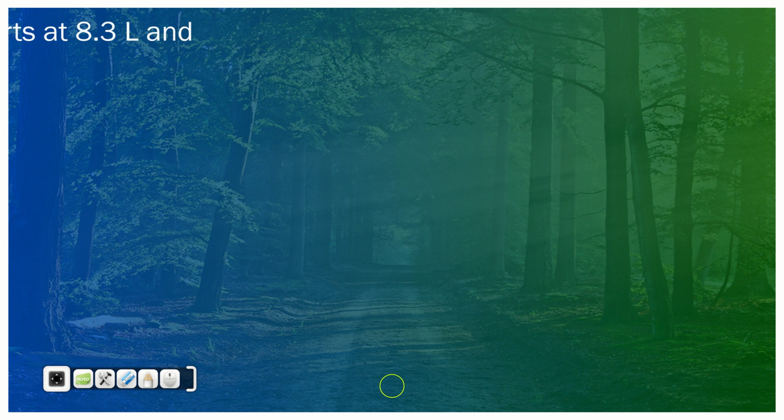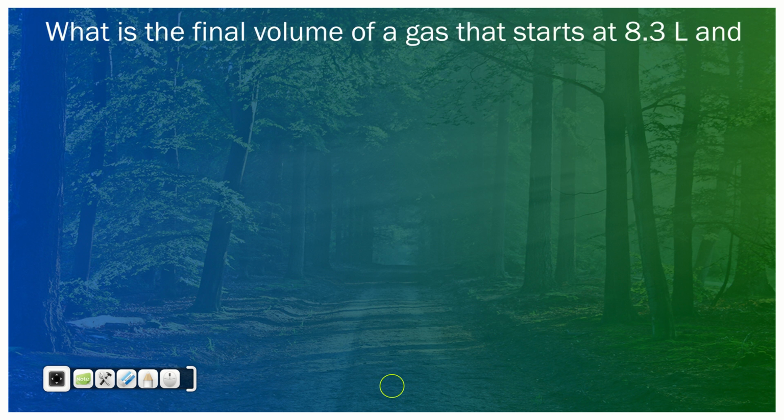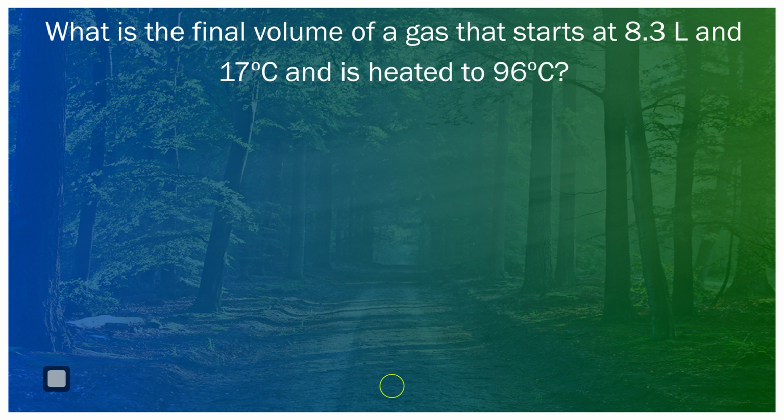Let's try another one. What is the final volume of a gas that starts at 8.3 liters at 70 degrees and is heated to 96? So we know the volume is going to go up. We've now done this a couple times, so I'm going to just jump straight to the formula.